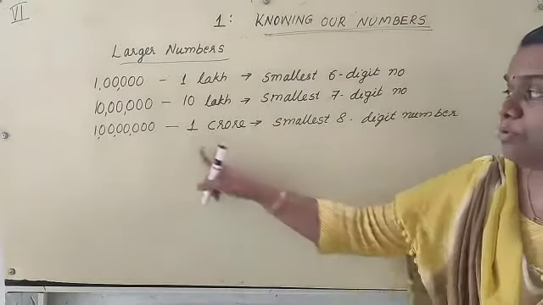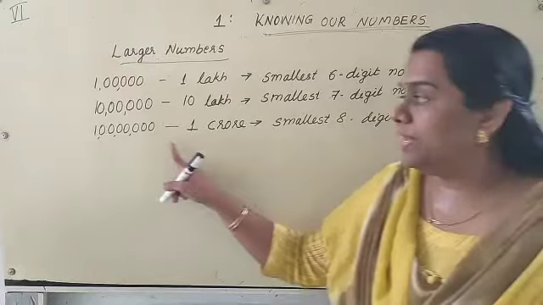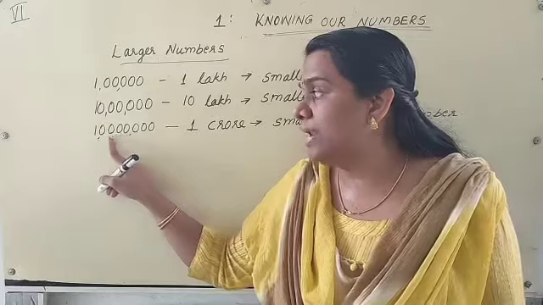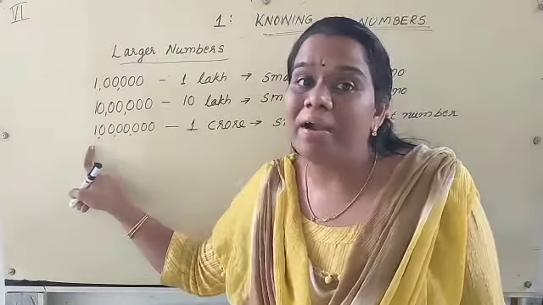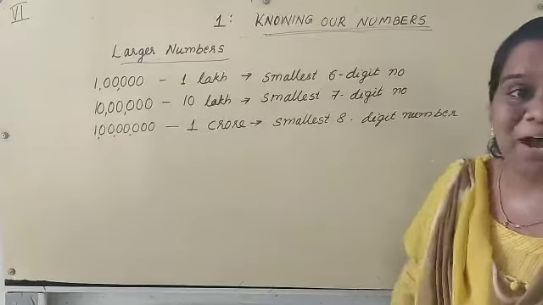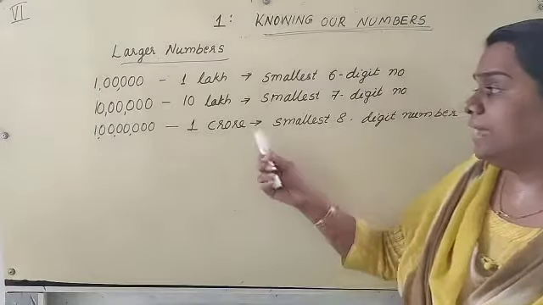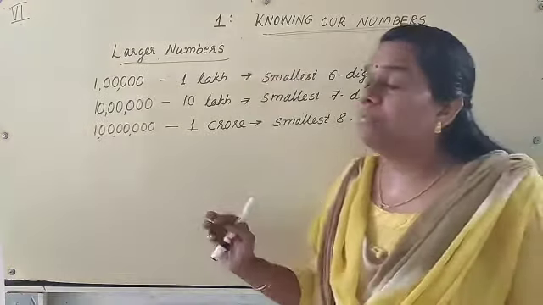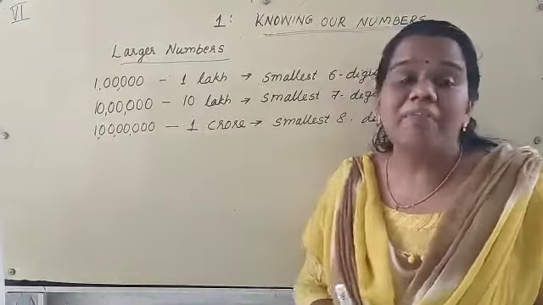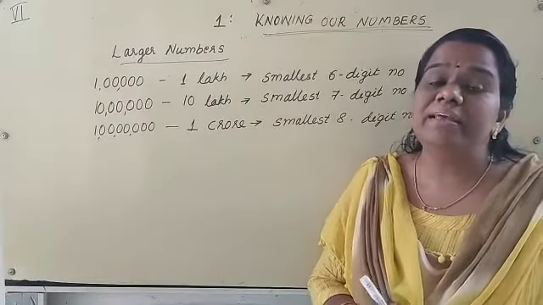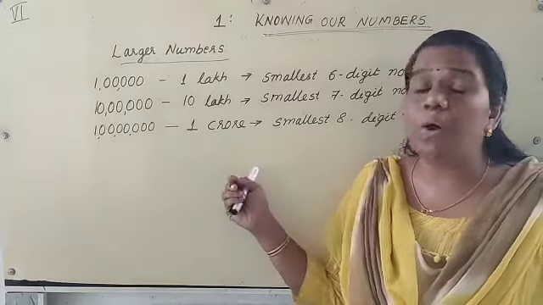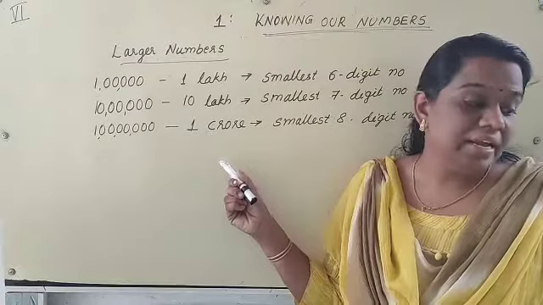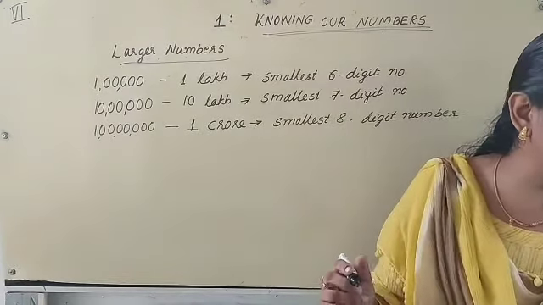Now we can discuss 1 crore. How many places? Ones, tens, hundreds, thousands, ten thousands, lakh, ten lakh and 1 crore. The number 1 followed by 7 zeros is 1 crore. 1 crore is the smallest 8-digit number. These numbers we write are in our Hindu-Arabic numeral system, that is the Indian system of numeration.